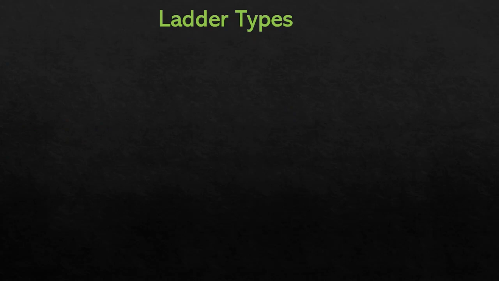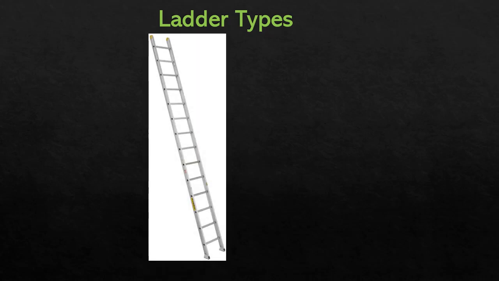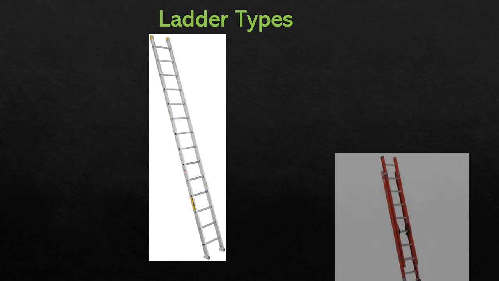Let's quickly review some ladder types that you might see in the workplace, or that you might have in your home. This is the basic step ladder. It's got little feet at the bottom to help give you a stable surface, and then it goes up. It's the length that it is. It's not adjustable. This is a very common ladder type.